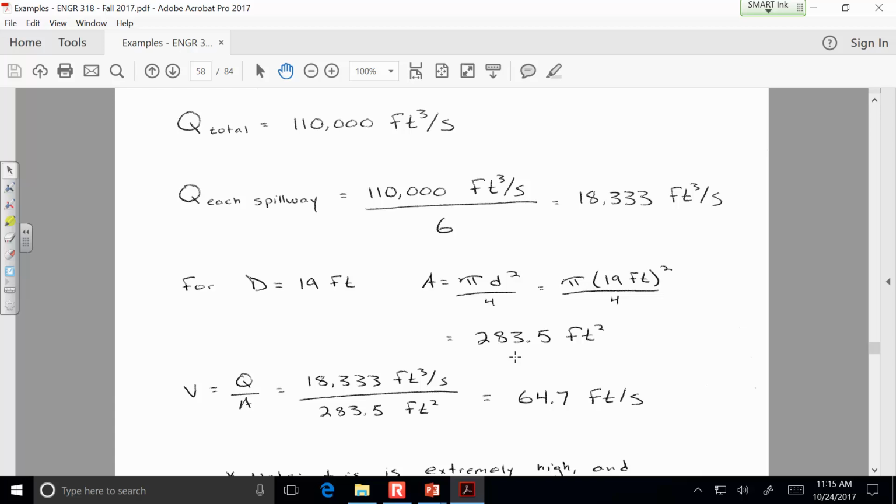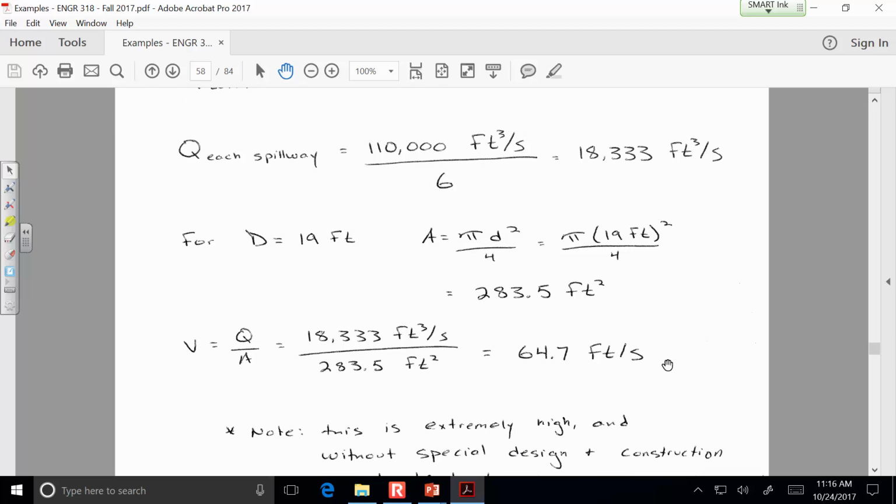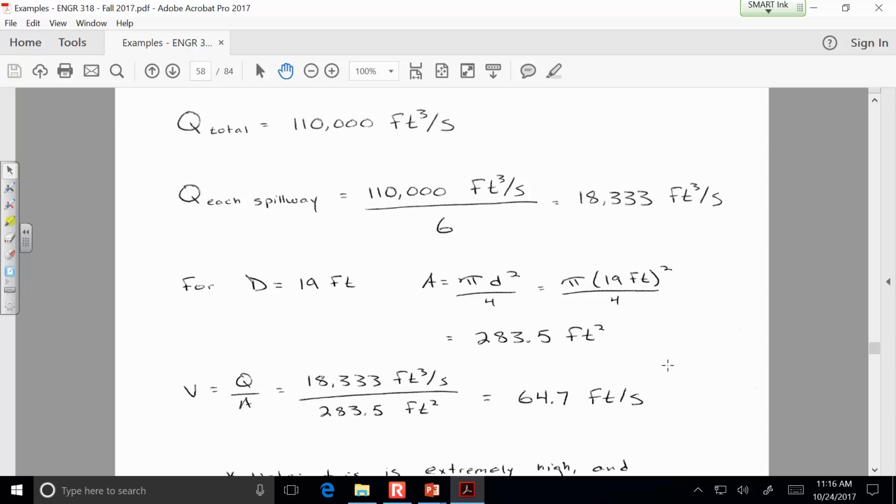And that's way taller than this room. Velocity ends up being 64.7 feet per second. Just to put that in perspective, maybe a rule of thumb would be 20 feet per second is kind of an upper limit that you wouldn't want to exceed unless you really put some careful thought and planning into armoring the concrete. If you just had water flowing down a spillway at 20 feet per second, you're sort of getting in the danger zone already. And so this is extremely high and would need some pretty specialized construction.